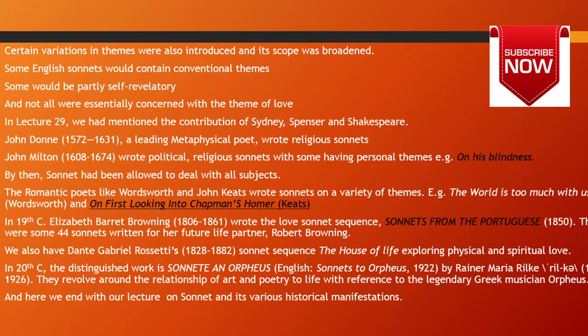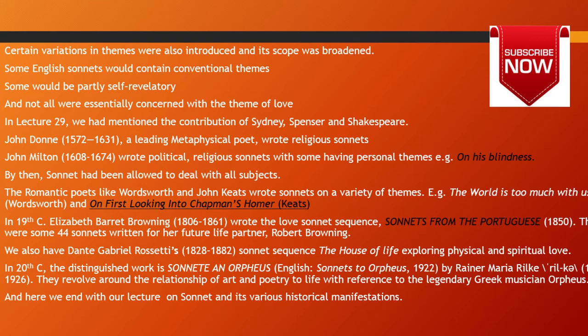Then we have the 20th century German poet Rainer Maria Rilke. Now this is quite a difficult name, and he wrote a sonnet sequence, and in English you call it Sonnets to Orpheus. And Orpheus was a legendary Greek musician. So he is actually trying to establish a connection and a relationship of art and poetry to life, and this has been achieved by his reference to this legendary figure whose name is Orpheus.